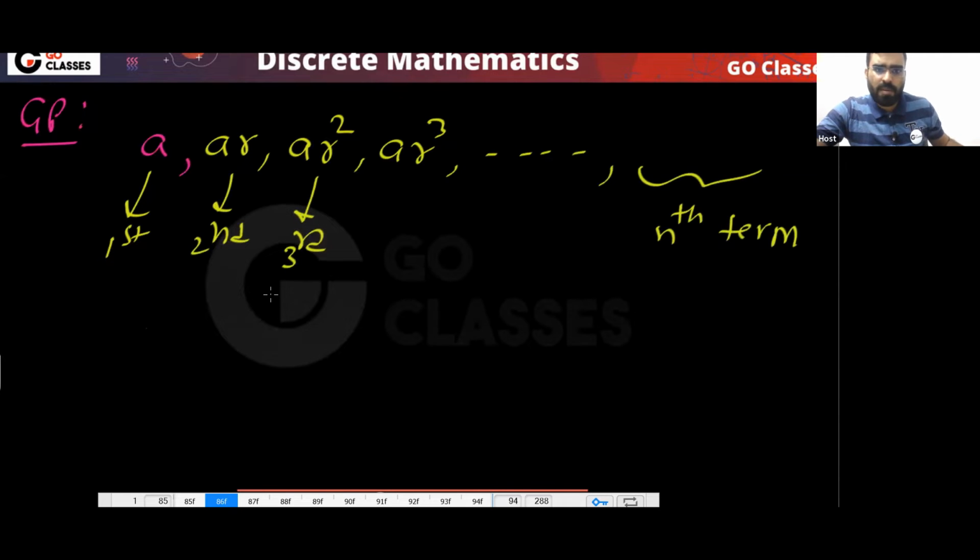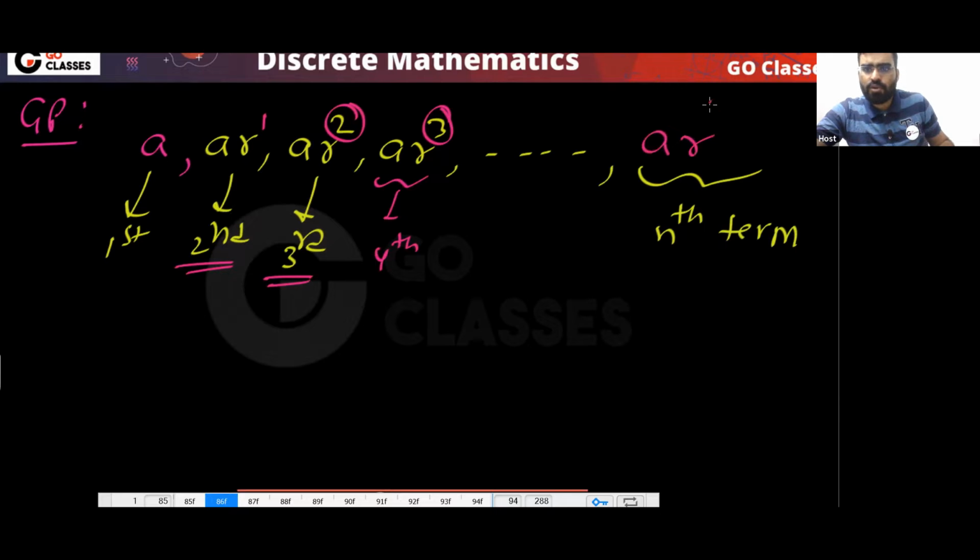Remember, in the third term we have 2. In the second term we have 1. In the fourth term we have 3. So what will be the nth term? That will be A into R power n minus 1. This will be the nth term.